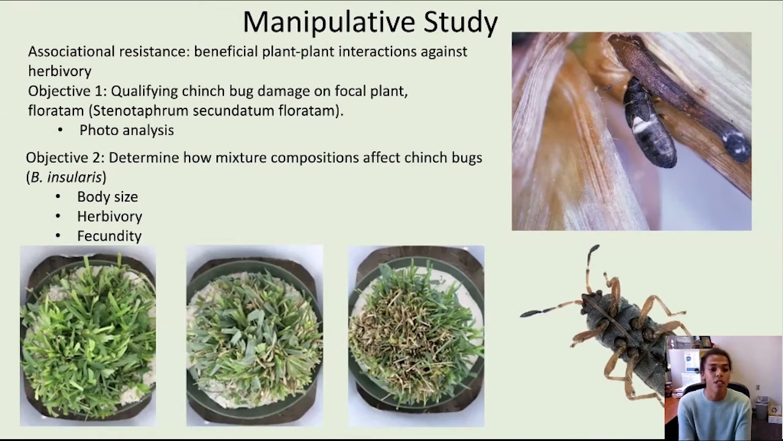And for objective 2, I'd like to determine how mixture compositions affect chinch bugs specifically. And so I'm going to be measuring things like their body size, herbivory rates, and then fecundity as well, because we would like to find out which mixtures keep fecundity at the lowest, meaning the next generation will be smaller and hopefully smaller and smaller.